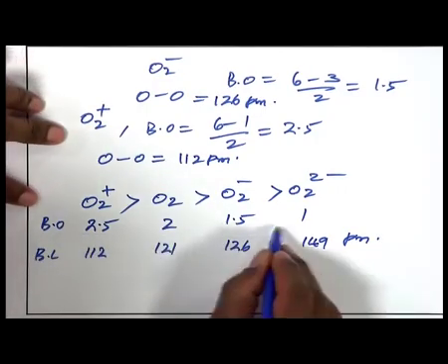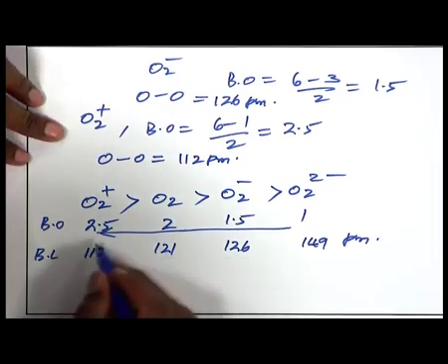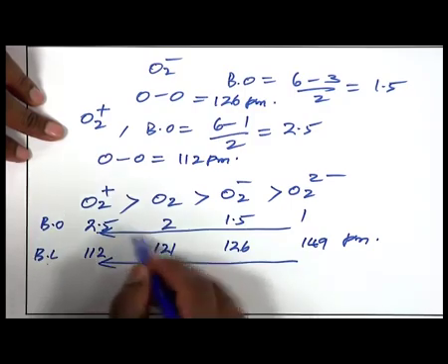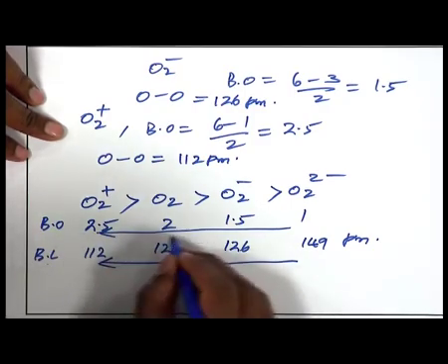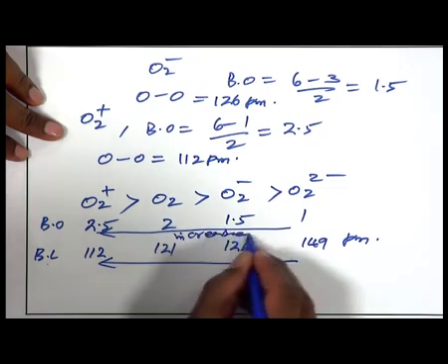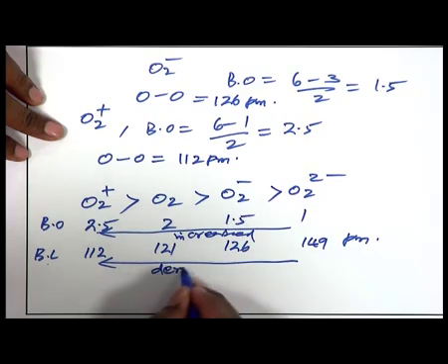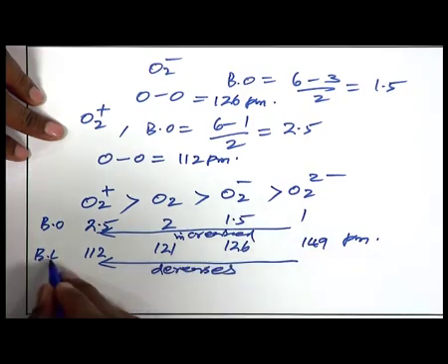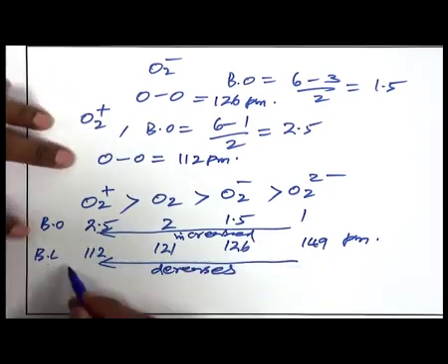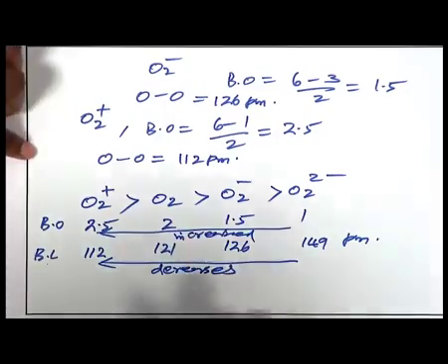As the bond order increases, the bond length decreases. As the bond order decreases, the bond length increases. So, as the bond order increases, bond length decreases, as shown in this way.